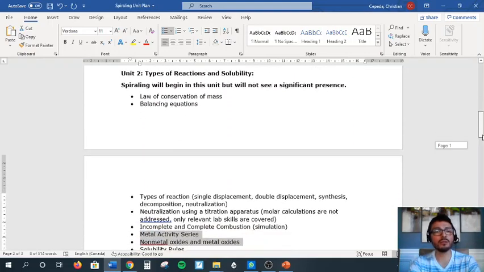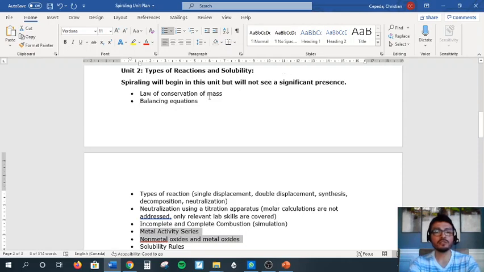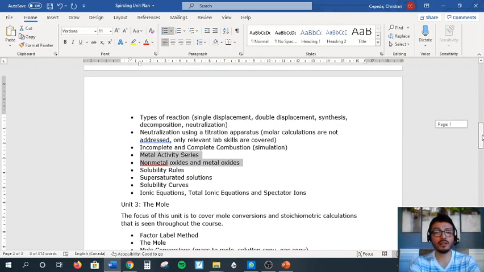So Unit 2, I know we were able to cover law of conservation of mass and balancing equations. You also did types of reactions, had a good amount of practice with that. Also addressed some neutralization as well. In class, we would have done a titration lab. I'm going to find a simulation that can help you with that.